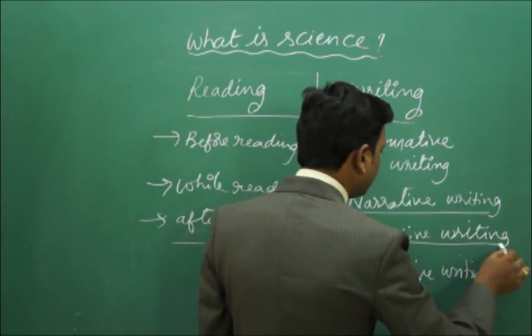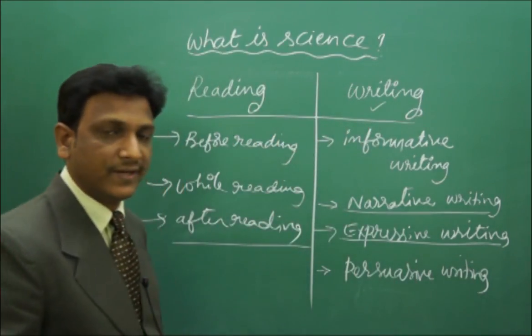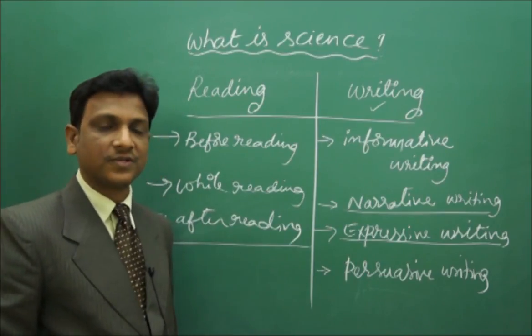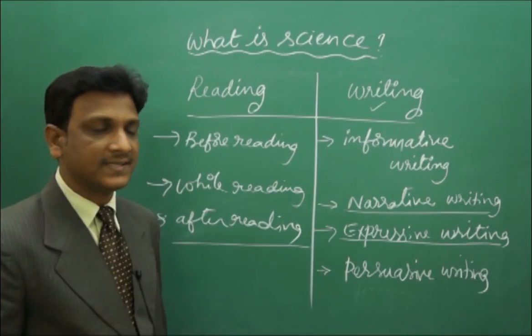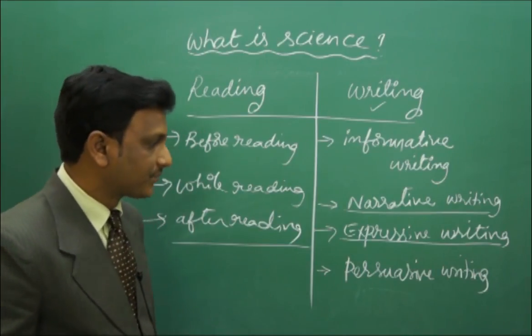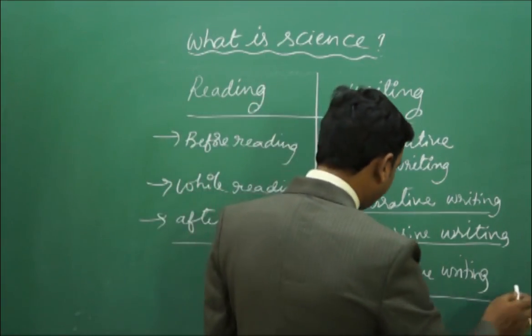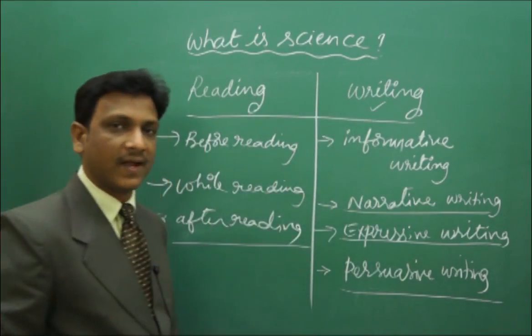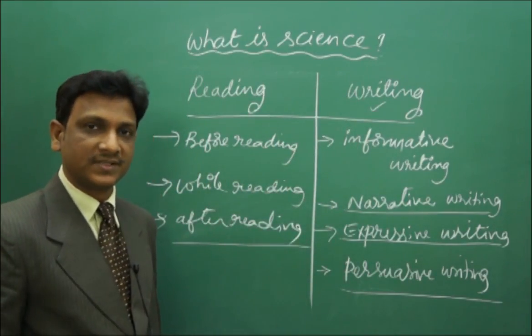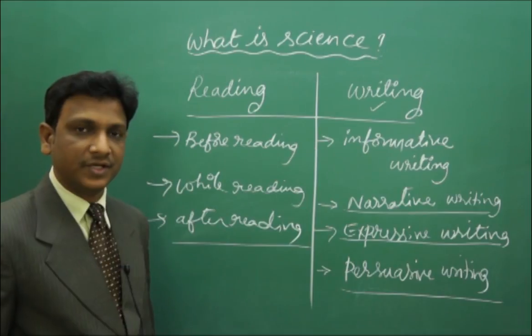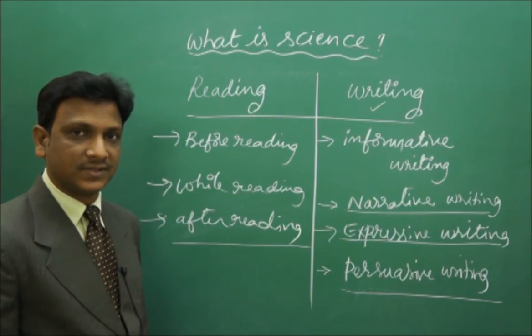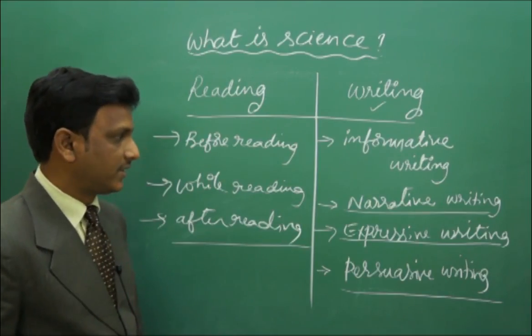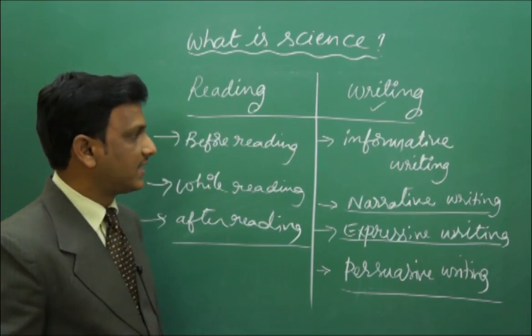And expressive writing is expressing your feelings in writing form. This is done in the form of songs, poems, the creative way of expression of feelings. And in persuasive writing, what do we write there? Different kinds of papers, articles on science, different issues. So the presentation of different papers on science is in persuasive writing. So in different ways the writing can be done.